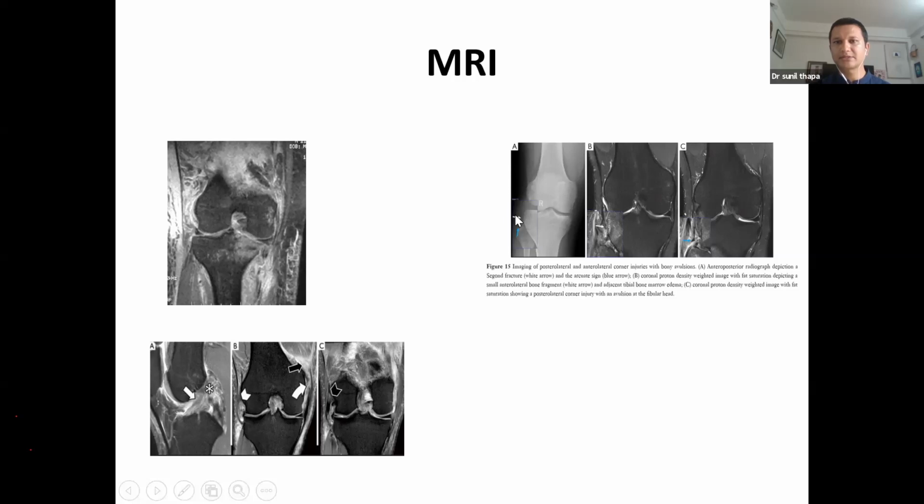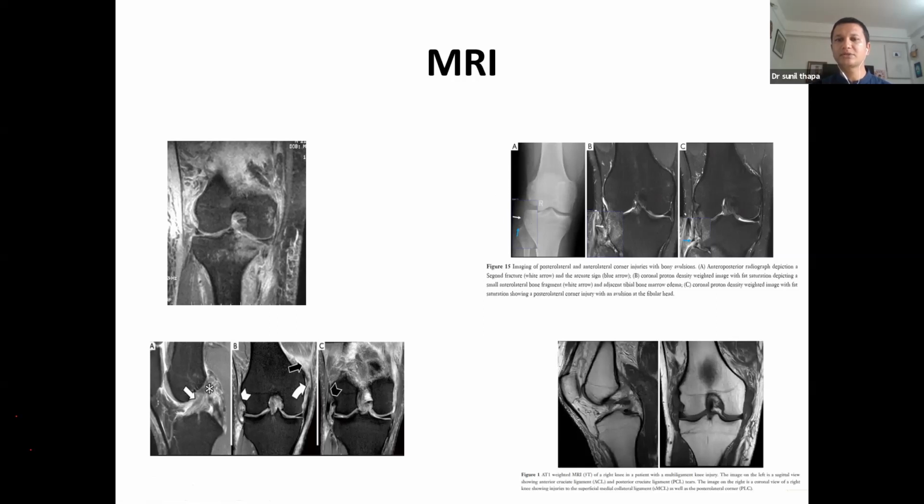There may be avulsion of the fibular styloid and other indirect signs of ligamentous injury, like PCL avulsion or tibial spine avulsion in case of ACL injury, or the Segond fracture, which is indirect evidence of an ACL injury. Or there may be a reverse Segond on the medial side, which indicates the deep MCL is torn. And these images should be read carefully.